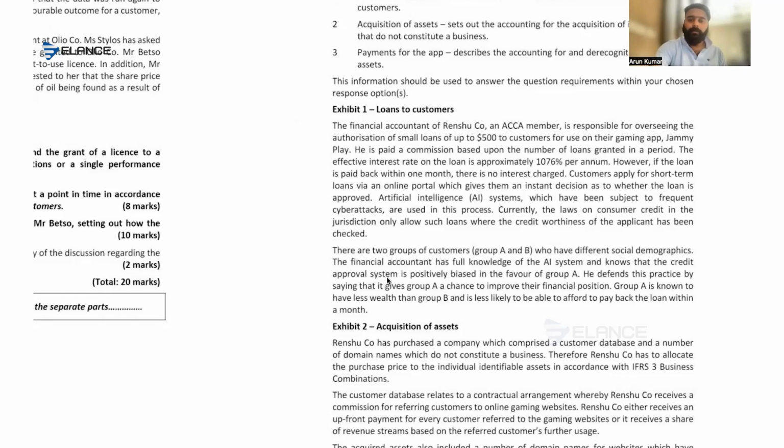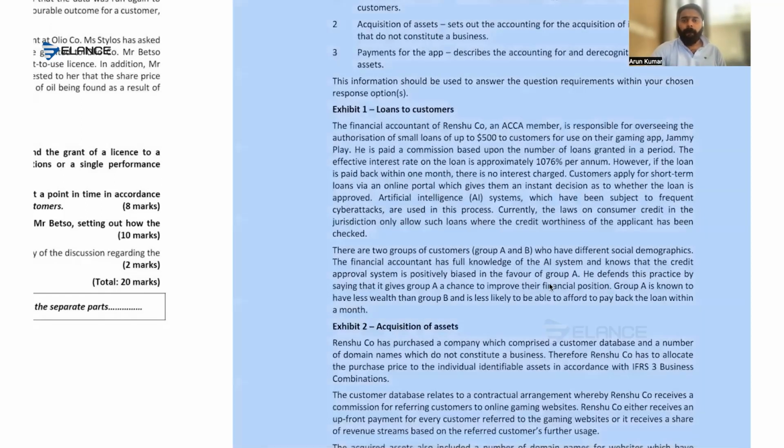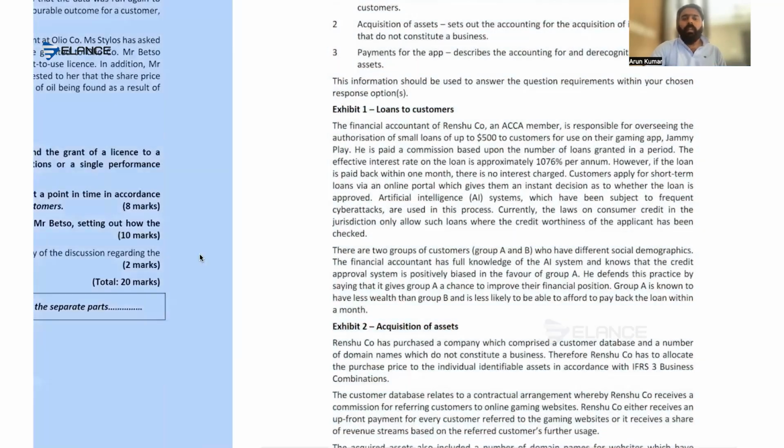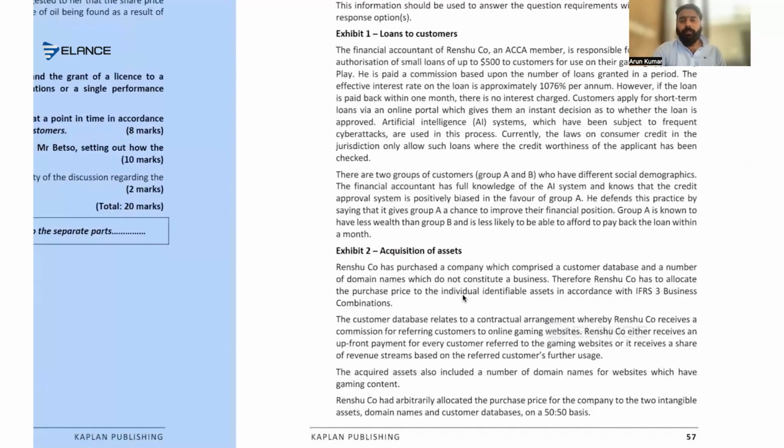Is that done? So these are two groups. The ethical issue is lack of integrity. That's what we can mainly identify from the question.